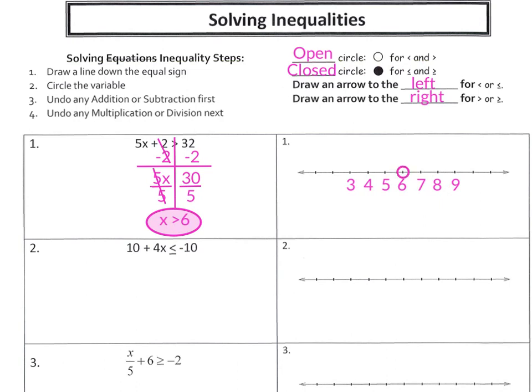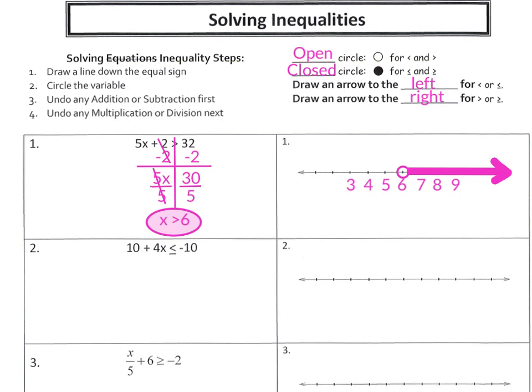And then I need to figure out which way to shade. Well, x is greater than 6. So I need to shade answers that are greater than 6. If I look, it looks like 7, 8, 9 are greater than 6. You can also remember that trick of if the x is first, we're going to shade to the right when it's greater than or equal to. So you can see now I've shaded all the numbers to the right, and I have the arrow filled in for that one. Okay, let's try number 2.